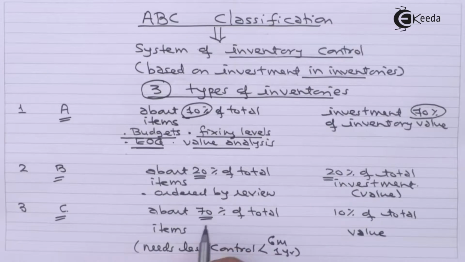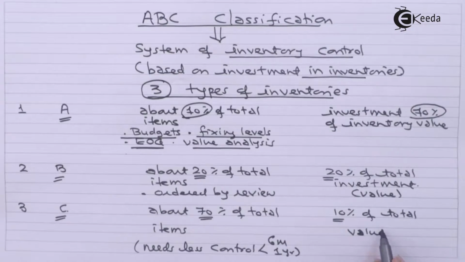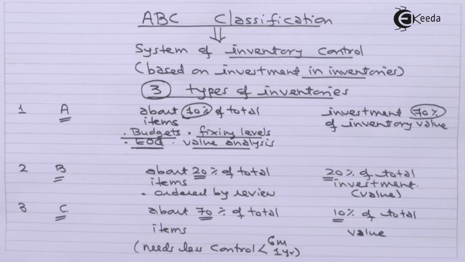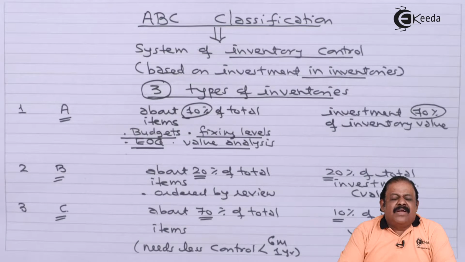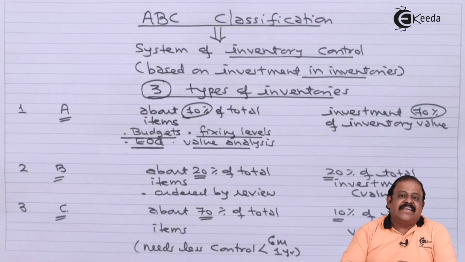Third is C category, where you will find the maximum stock in proportion of total stock. It is about 70% of total items. As far as investment is considered, they are cheap in value, that is about 10% of total investment is made by management in C category of goods. Here their number is more, around 70%, but the value involved is less. Therefore management may order such stock on a 6 monthly basis or yearly basis, because here involvement of amount is less, there is lesser risk of loss of amount in case of C category.